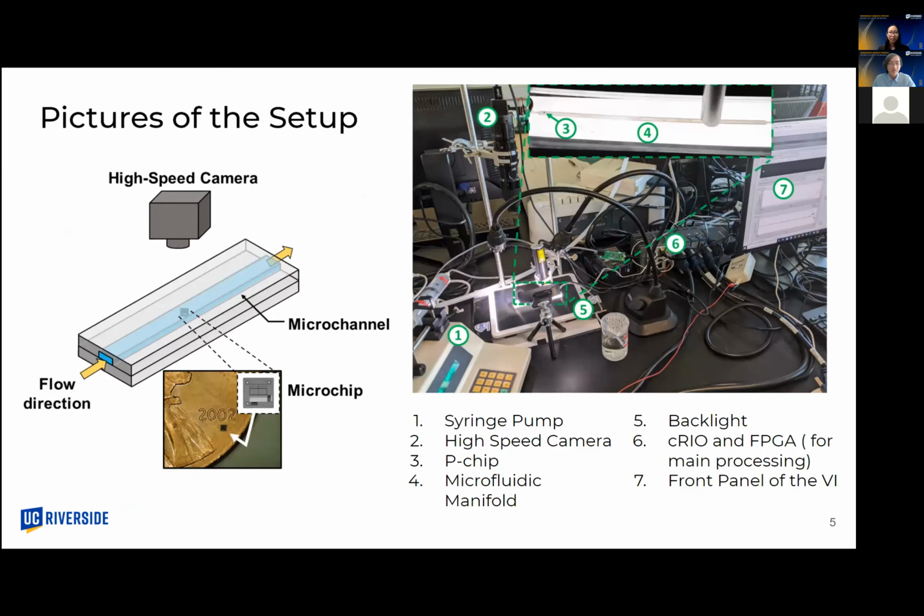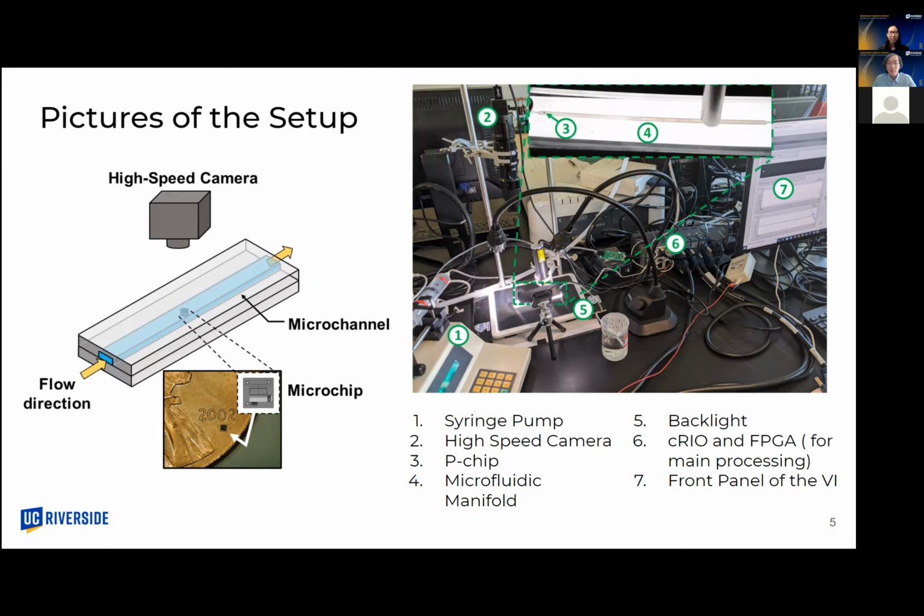Here you can see a picture of our current setup in the lab and the simplified diagram on the left. The area labeled number 1 in the picture towards the bottom left is the syringe pump, and we use this in order to simulate the flow of fluid through the channel so that the P-chip can move left and right. Label 2 is a high-speed camera, which we're using for the acquisition of the image so that we can track.